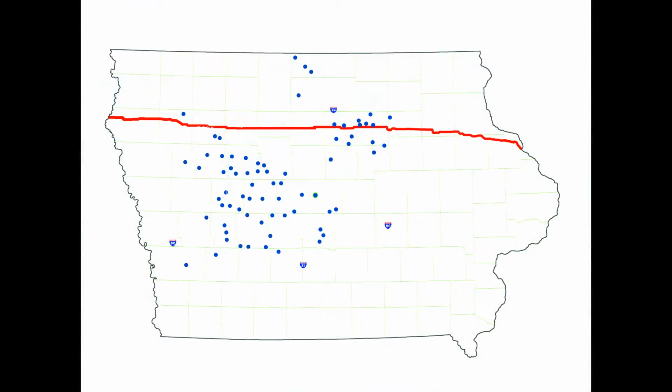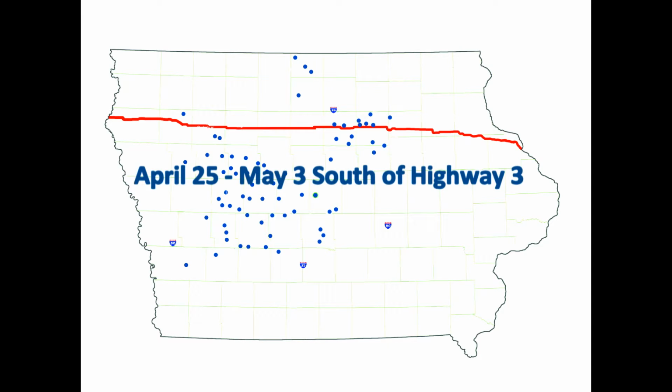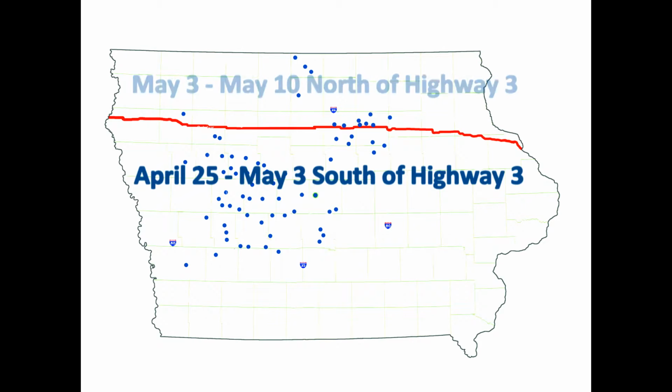Now this window differs depending on your geography. South of Highway 3, this window begins April 25th and runs through May 3rd. North of Highway 3, we're looking at dates of May 3rd through May 10th. Every day after this window, you can lose up to 1/2 bushel of yield potential on your soybean crop.